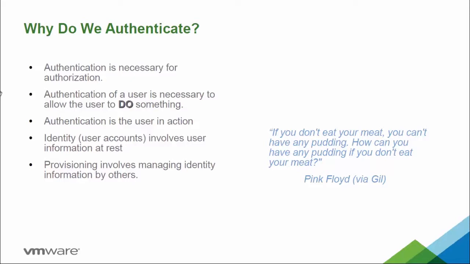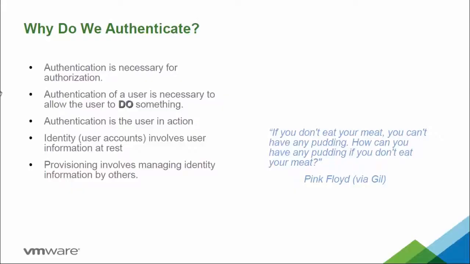Authentication of a user is necessary to allow the user to do something, and that's another key point. What Pam discussed was user accounts, identities, which is identity information at rest. Authentication is the hook. It's the initial point where the user is now in motion, the user is going to start doing something. And authentication is required to know who the user is, to know if they're authorized to do something. So authentication is the user in action.